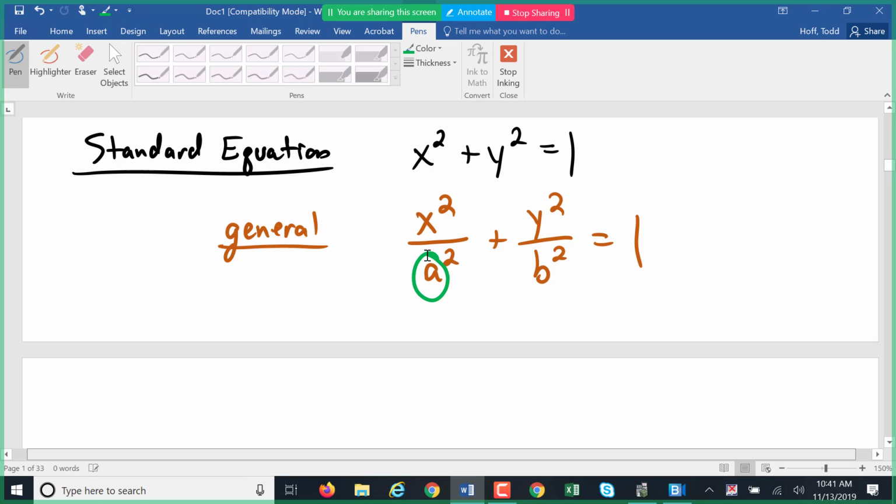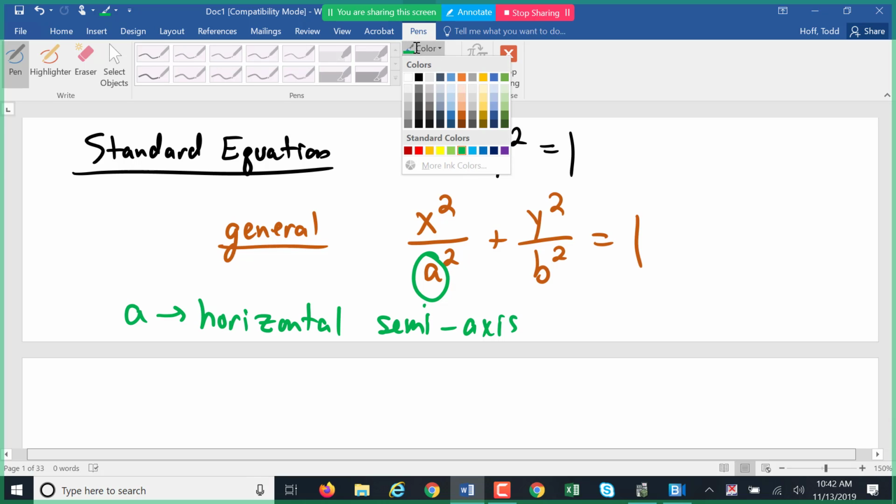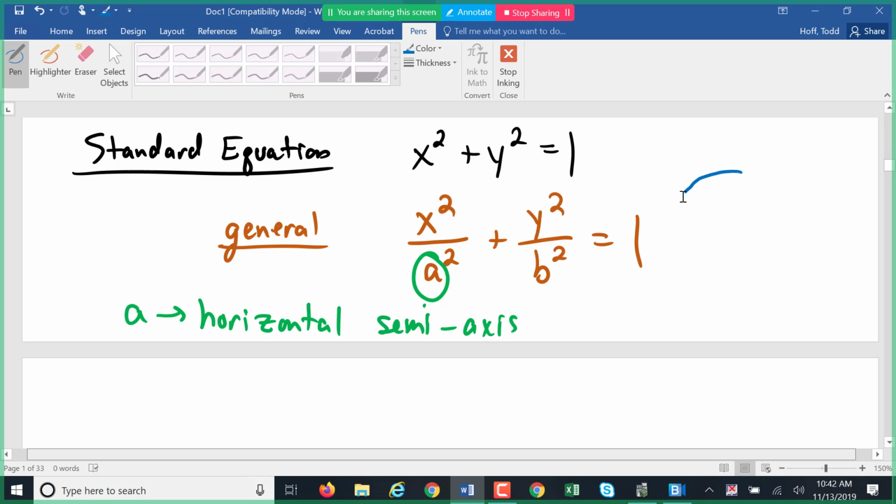A is referred to as the horizontal semi-axis. What does that mean? That means half of the axis. So if this is my ellipse like this, A is the distance from the center to one side, left or right.